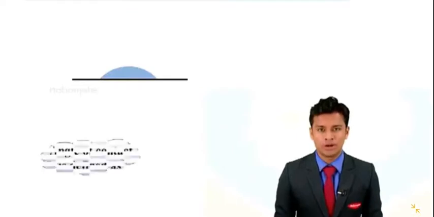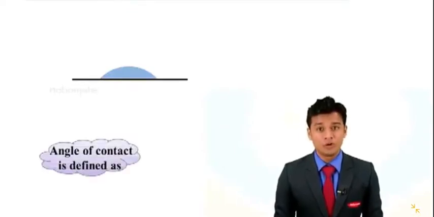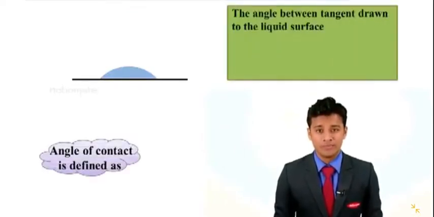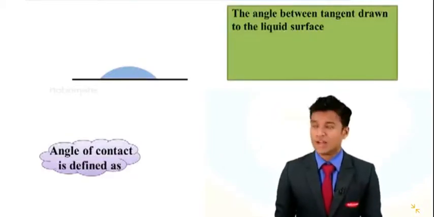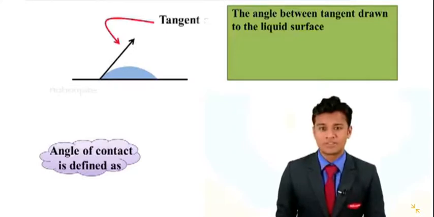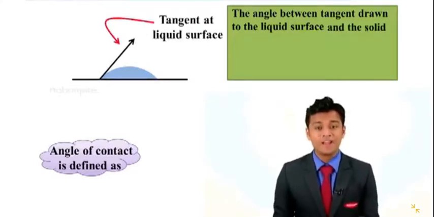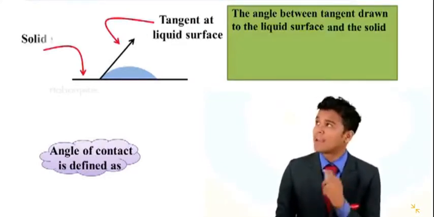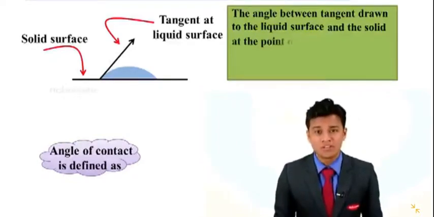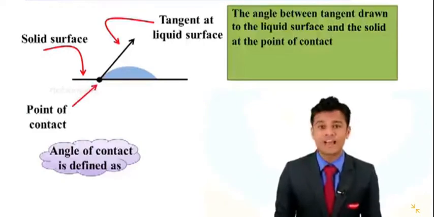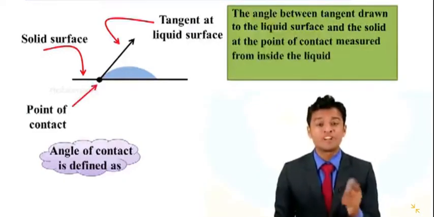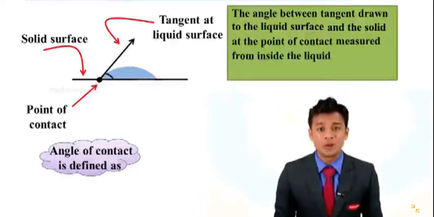Contact. Now class, consider a glass plate and a small water drop kept on it. If you were to define angle of contact, it would be the angle between the tangent drawn to the liquid surface. So let us draw a tangent on the liquid surface and the solid surface. My glass plate is my solid surface. At the point of contact, class, see, the point of contact is as shown, measured from inside the liquid.